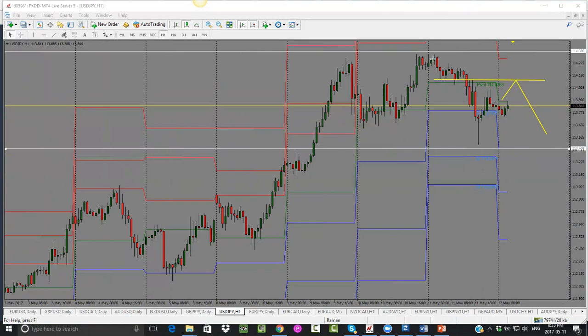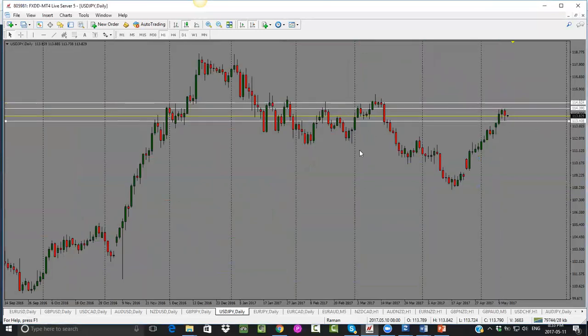But we did have a nice double top formation here, engulfing candle, and then a drop. So we could see this pullback and then another drop to the downside. So 113.40 would be the first target to the downside. So we are neutral to bearish on this.